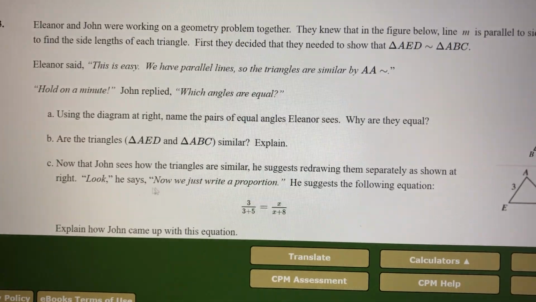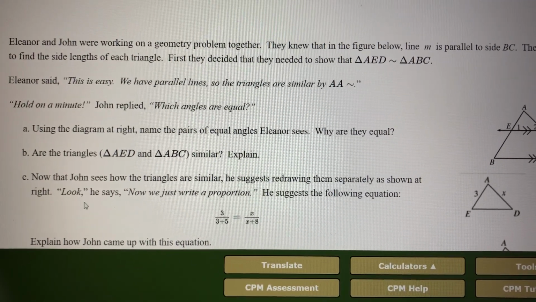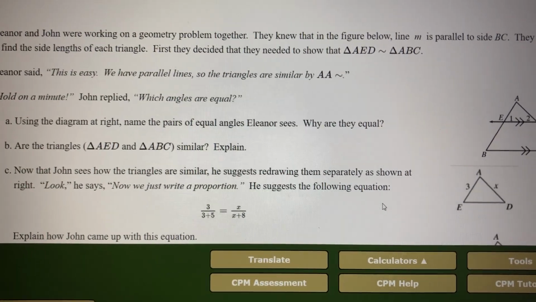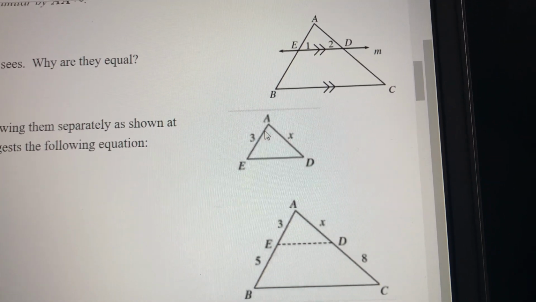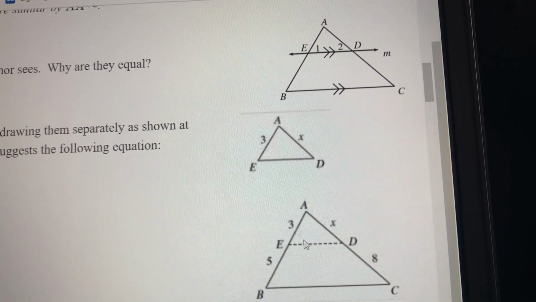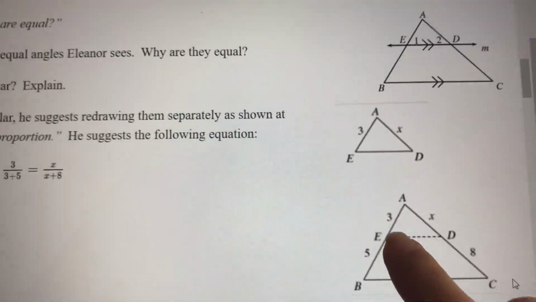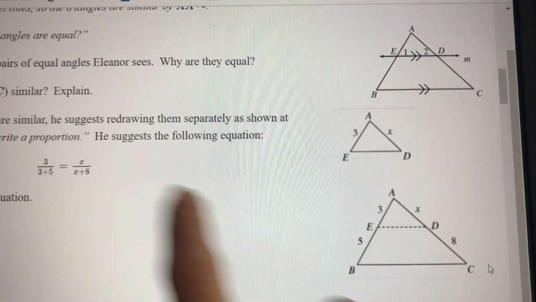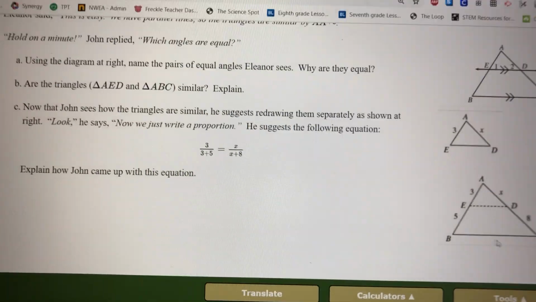Now part C says, now that John sees how the triangles are similar, he suggests redrawing them separately as shown to the right. Look, he says, now we just write a proportion. He suggests the following equation. So here's his little drawing. He has measurements now. Here's the little triangle that he cut out, and here's the big triangle that's being compared to. He puts 3 over 3 plus 5, and then x over x plus 8, because we're going to solve for x.